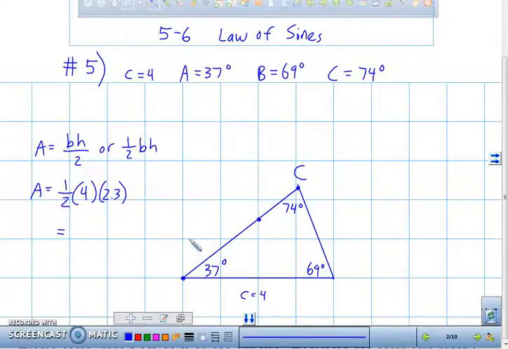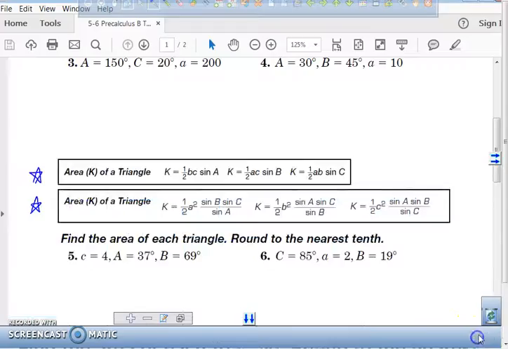What do you get? 4.6. So if we just drew the picture, we get 4.6 units squared. And this would be the estimated area. What are we confident about? We're confident about the base, right? What are we not confident about? The height. So what we're going to do is use one of our formulas that we just talked about right over here. One of those. All right?